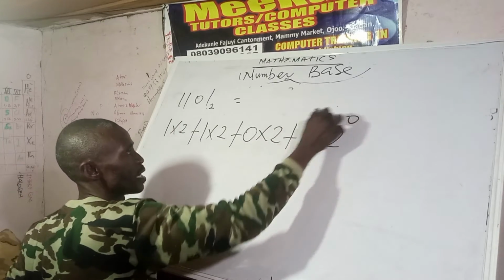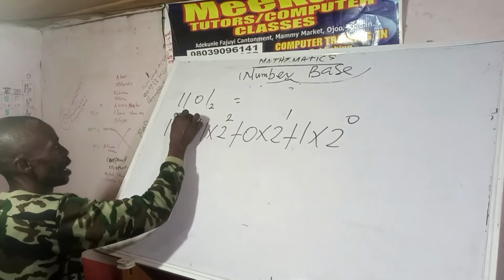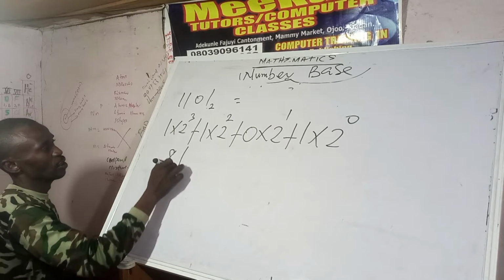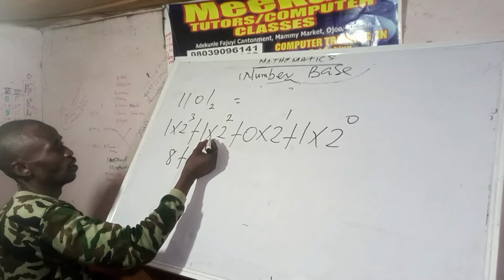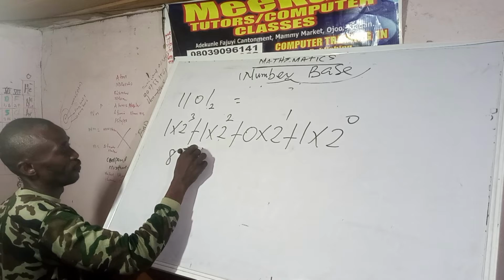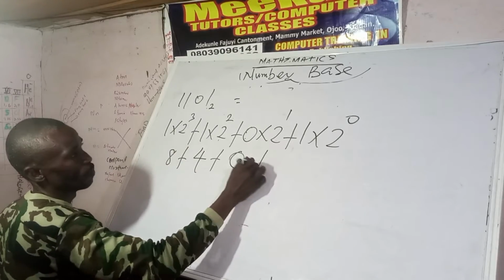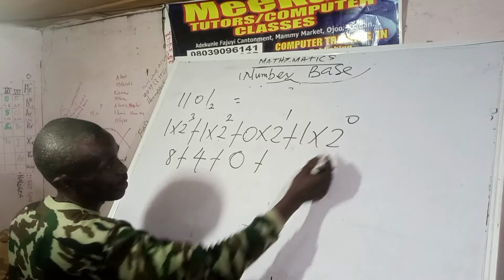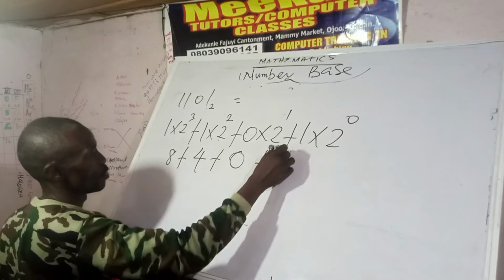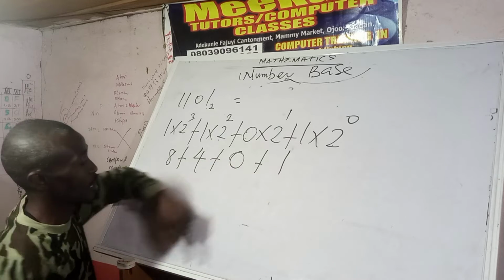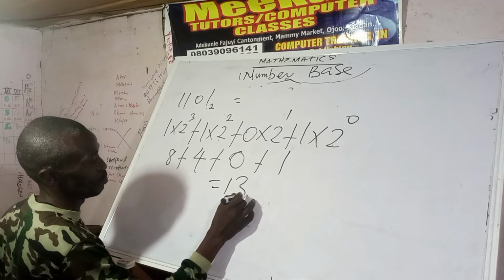I'll start from here: 0, 1, 2, and 3. 2 raised to power 3 is the same thing as 2 times 2, 4 times 2, which is 8. Plus 2 times 2, 4, times 1, you have 4. Plus 0 times 2, you have 0. Plus 1 times anything raised to power 0 is 1 times 1, you have 1. 8 plus 4, 12 plus 1, you have 13 base 10.